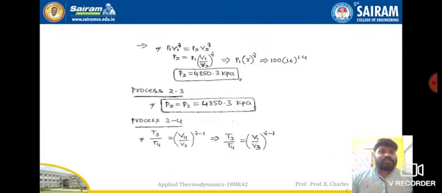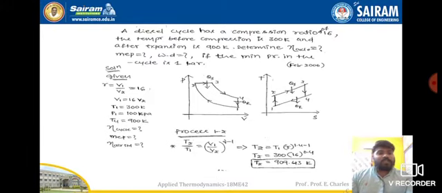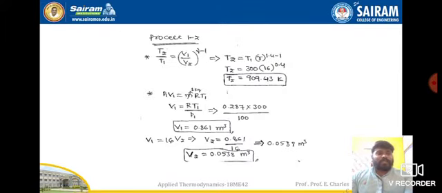So next we need to find out P2. In the same 1 to 2 process, which is adiabatic, P1 V1 whole to the power of gamma is equal to P2 V2 whole to the power of gamma. From that equation, we'll find out the P2 value, which is 4850.3 kilopascals. So with the 1 to 2 process, we have found out P2 pressure, V2 volume, V1 volume, and T2 temperature. So all of T1, P1, T2, P2, V1 and V2 we have found out from process 1 to 2, which is an adiabatic process. So we need to take only adiabatic equations during the 1 to 2 process.